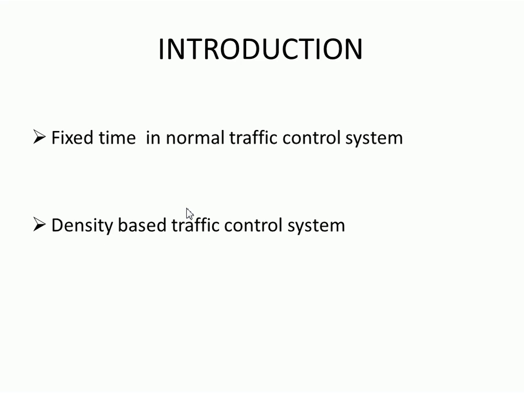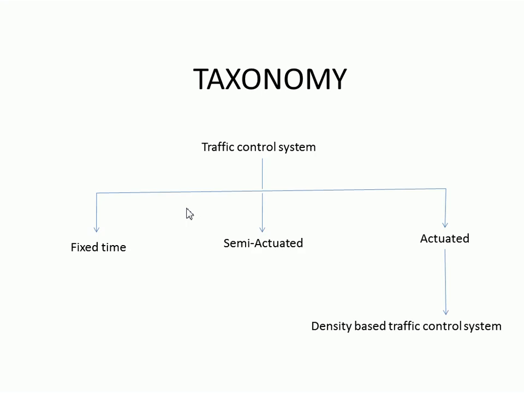Next, taxonomy. The traffic control system is mainly divided into three types. Fixed time traffic control system, semi-actuated traffic control system, and actuated traffic control system. In the fixed time traffic control system, the traffic is controlled based upon the fixed time. A fixed time is set, and depending on that time, the traffic control system works.